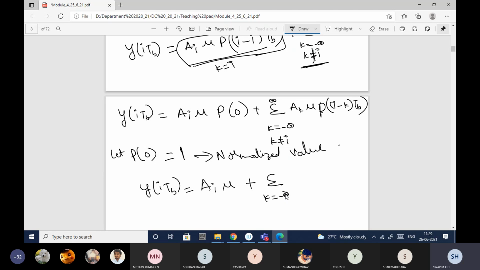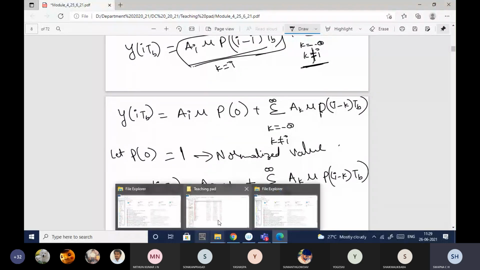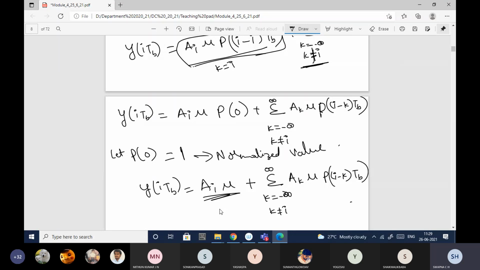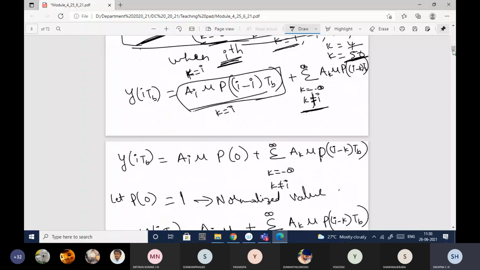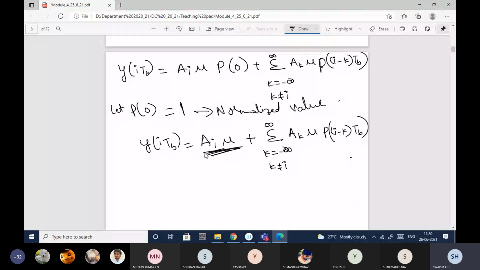Okay, so k is equal to minus infinity to plus infinity, and k not equal to i, into a_k into mu of p of (i minus k) T_b. If you just observe, this is a symbol which I need. A_i indicates the ith bit amplitude. Here, a_k I have represented as plus A or minus A. So a_i can be either plus A or minus A based on your threshold value. This a_i corresponds to the ith bit.